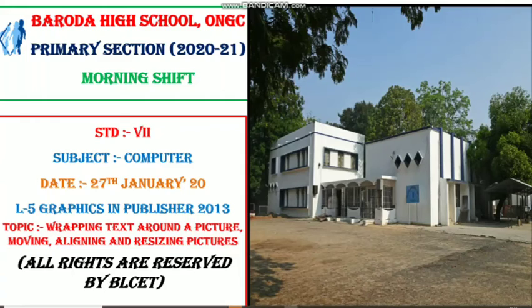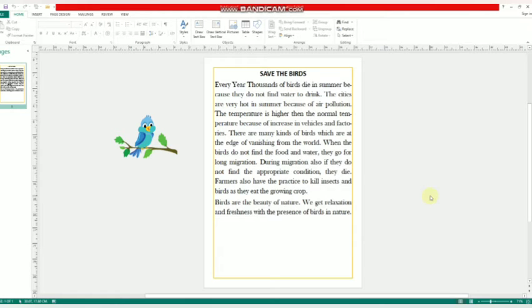Good morning students. Lesson 5, Graphics in Publisher 2013. Our today's topics are wrapping text around a picture, and moving, aligning and resizing pictures. Students, first of all we will see the point moving, aligning and resizing a picture.